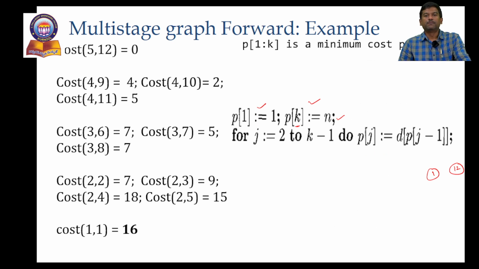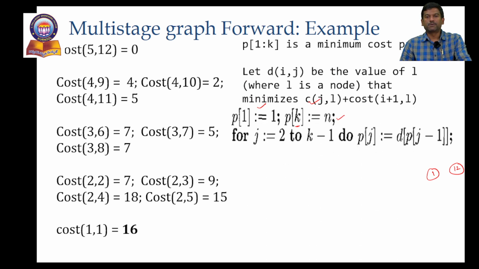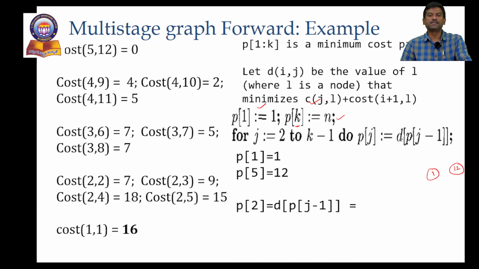So here P of 1 to k is the minimum cost path, and d of i comma j is the value of L, where L is a node that minimizes C of j comma L plus cost of i plus 1 comma L. So here we know the source vertex, that is P of 1 equal to 1. Similarly, we also know the destination vertex, that is 12, which is present at stage 5.